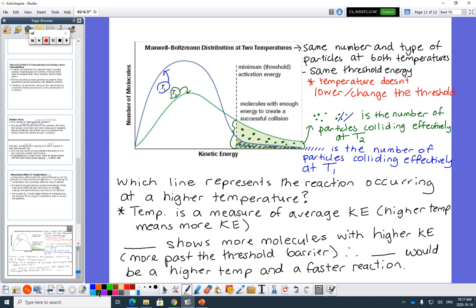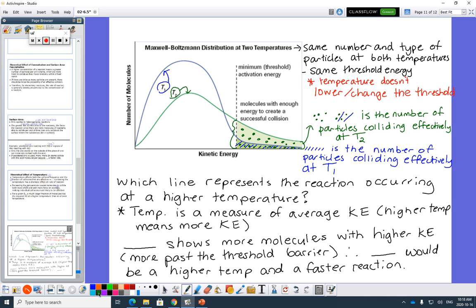So you do need to remember from last unit that temperature is a measure of the average kinetic energy. So the higher the temperature, the more kinetic energy. So if we have temperature 1 and temperature 2, or the blue line and the green line, temperature 1 is much higher here and then much lower over here.